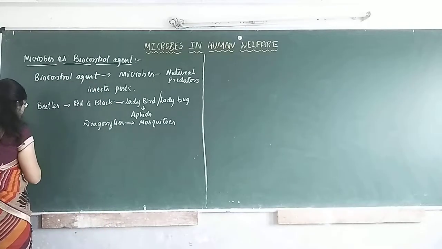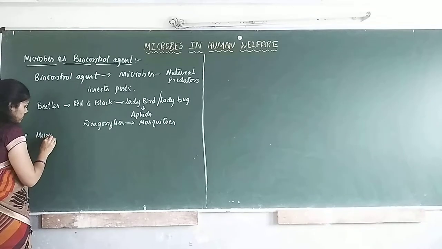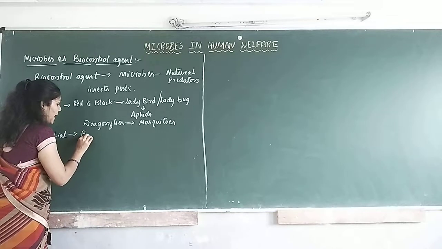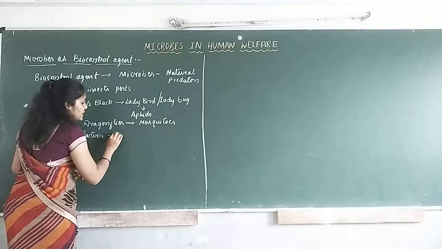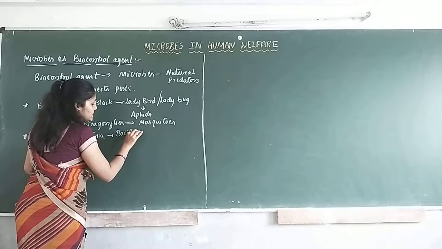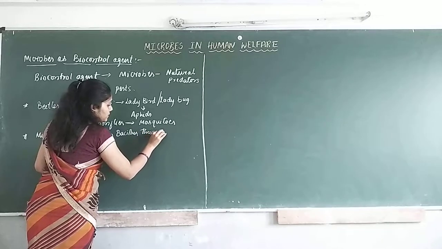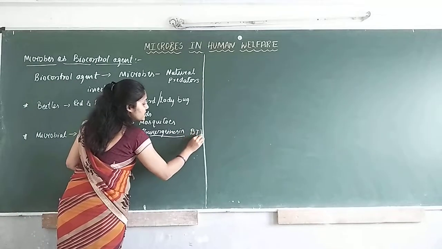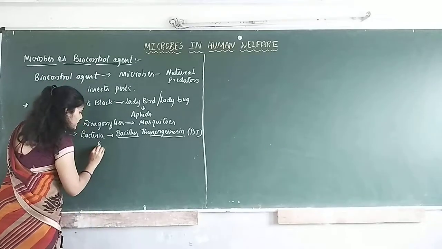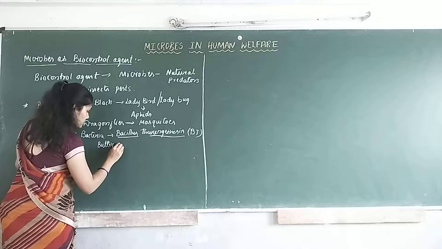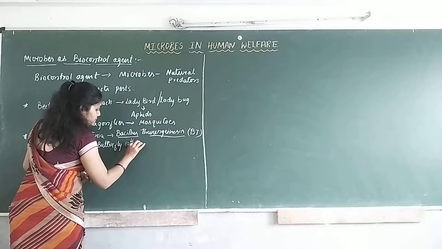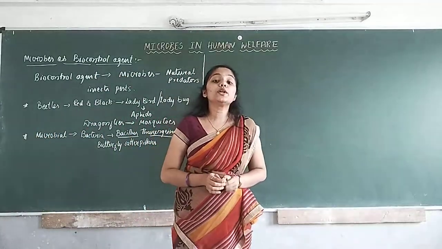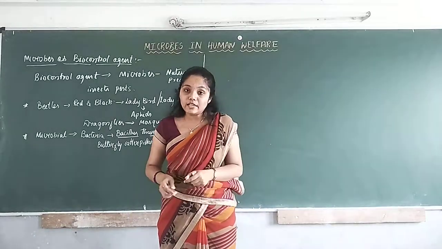And also we are using the microbial biocontrol. Here the microbial biocontrol agent is bacteria, that is Bacillus thuringiensis. The Bacillus thuringiensis is used to control the butterfly caterpillars.